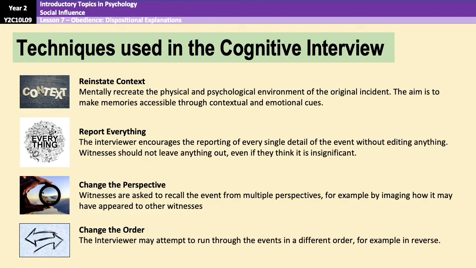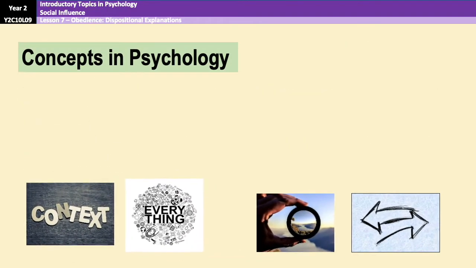And then change the order, again, very self-explanatory. The interviewer might get the witness to run through the events in a different order, for example, from end to beginning, or maybe they'll be asked to start in the middle and go to the end, or start in the middle and go to the beginning. Now, as I mentioned earlier, the techniques are all based on various theories from cognitive psychology. So we're just going to have a little look at that to make sure that everybody understands where these techniques have come from.